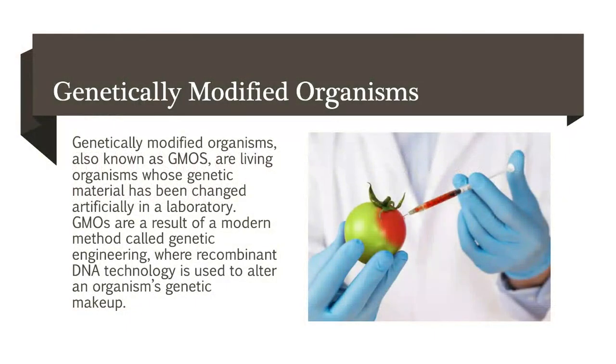Here's a photo of an example of a scientist injecting a non-modified organism with something that they want it to have. So genetically modified organisms, also known as GMOs, are living organisms whose genetic material has been changed artificially in a laboratory. GMOs are a result of a modern method called genetic engineering, where recombinant DNA technology is used to alter an organism's genetic makeup.